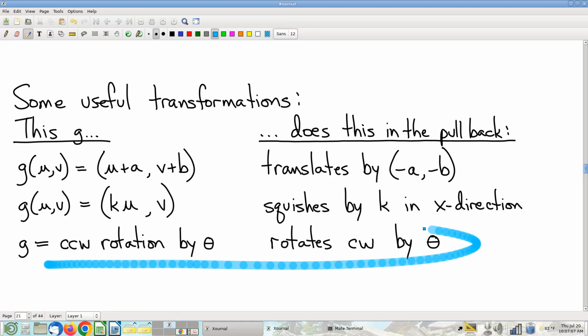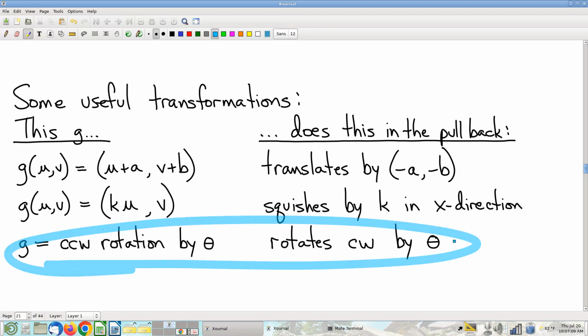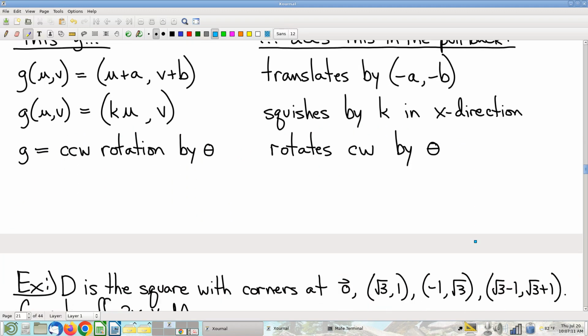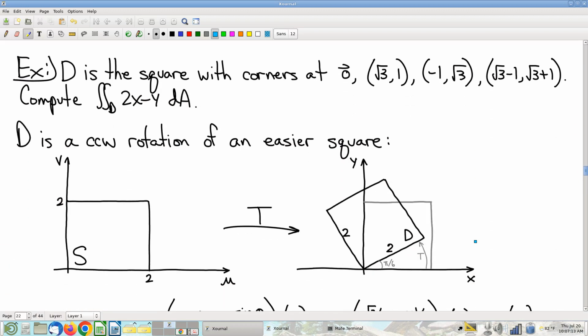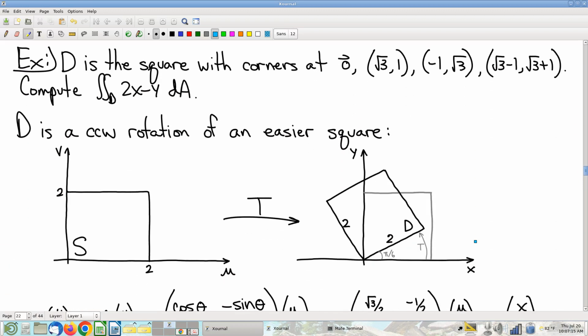I'm going to show you an example now of this one. We're going to use a rotation as a change of variables function. This is the first instance where I'm going to have to wave my hands at some linear algebra that y'all are not responsible for knowing, because Math 219, linear algebra, is not a prerequisite for this course. Anyway, we'll get to that in a second.